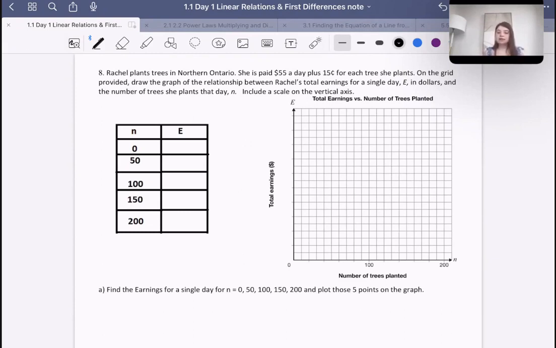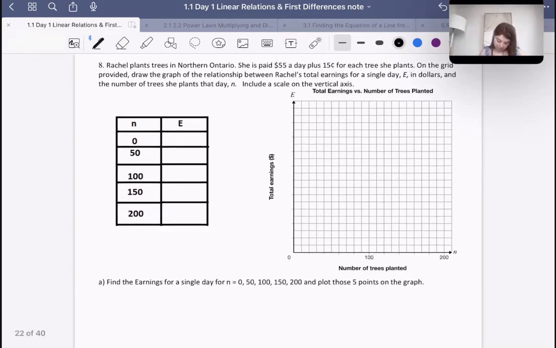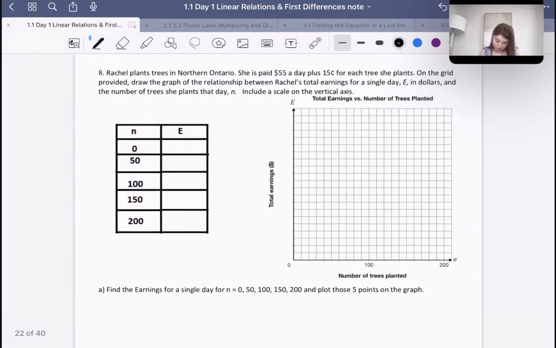So it says here for part A, to find the earnings for a single day for n equals 50, 100, 150, and 200, and to plot those 5 points on the graph first. So let's do that.